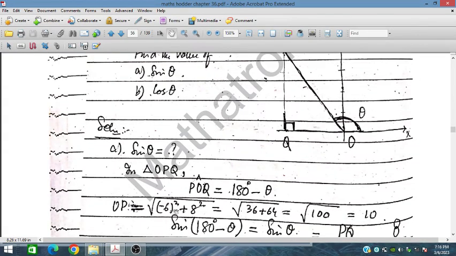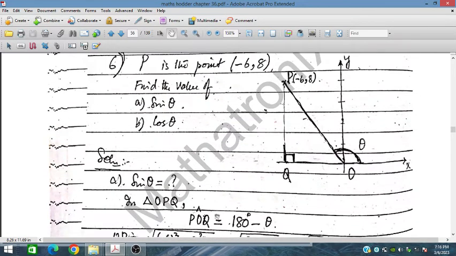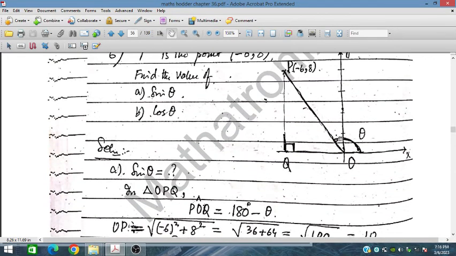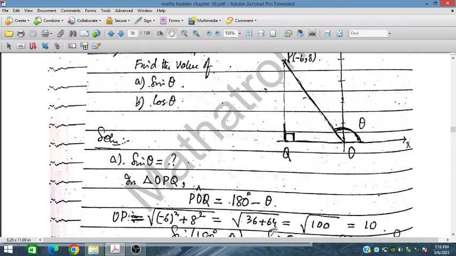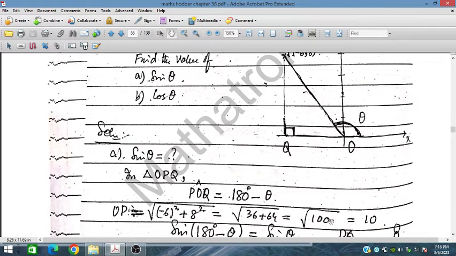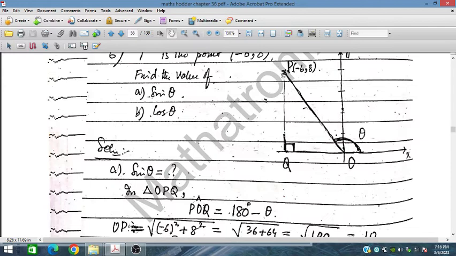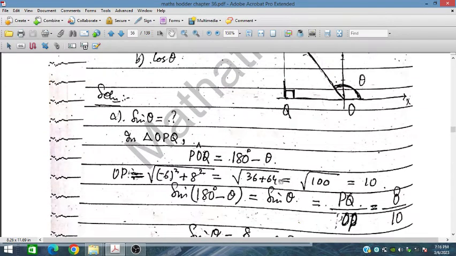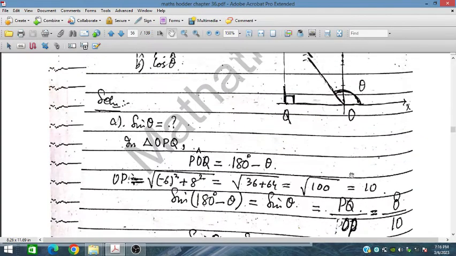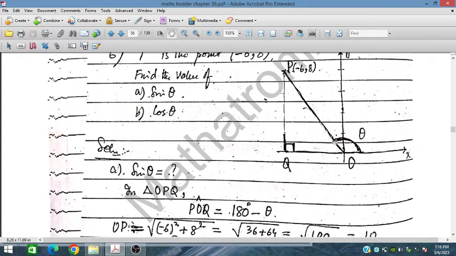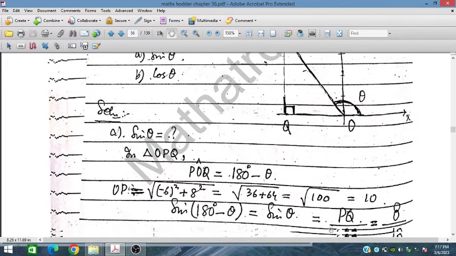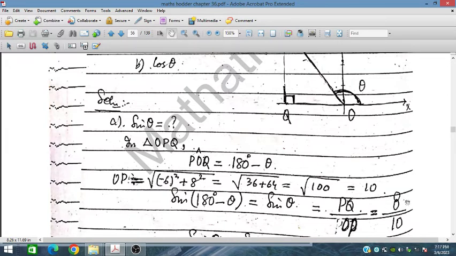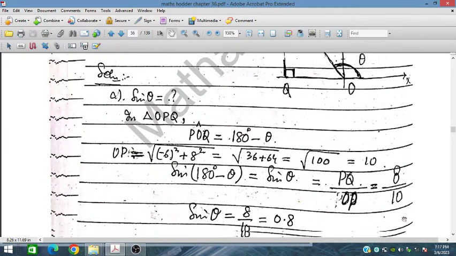So this is OP. The length OP is the square root of minus 6 square plus 8 square, which is 36 plus 64, 100, and then 10. So this length is basically 10 units, and sine 180 degree minus theta is equal to sine theta. So sine theta is equal to PQ divided by OP, so 8 upon 10, which is 0.8.